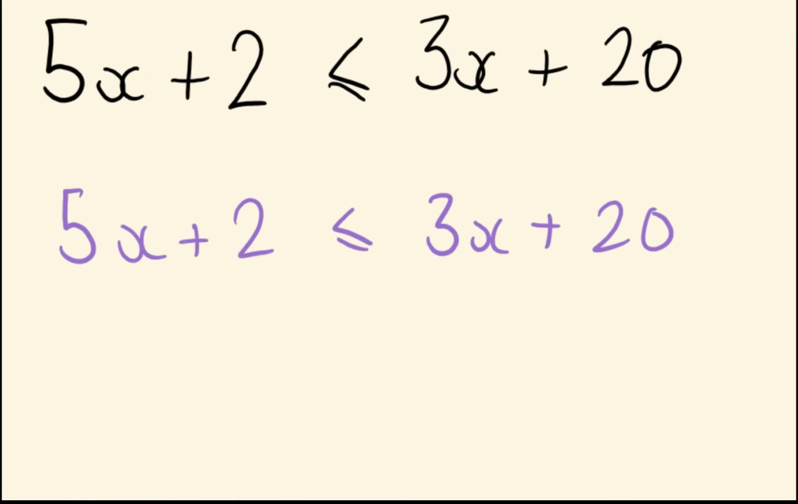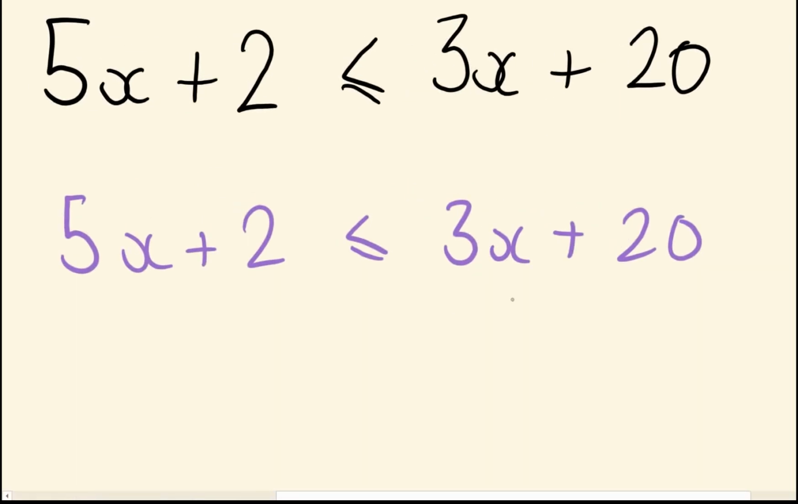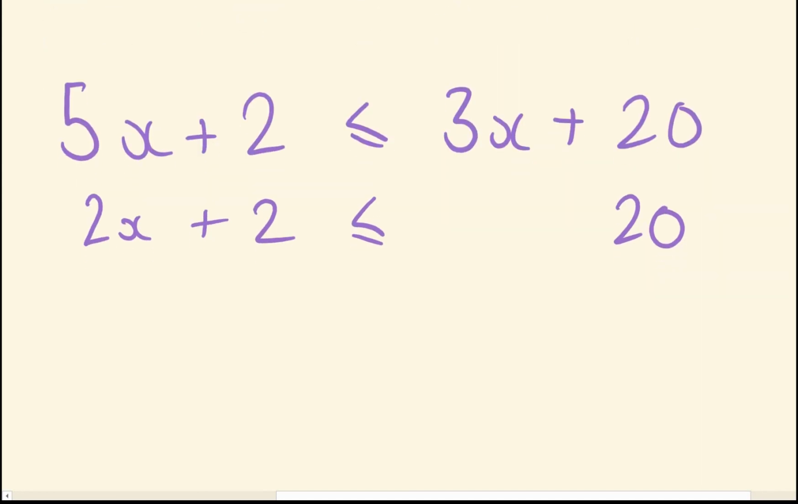So, looking at the first pair, we want to get rid of this 3x first of all. The opposite of plus 3x is minus 3x. We take away 3x on both sides. We now have 2x plus 2 is less than or equal to 20. We're then going to get rid of this 2, so 2x is less than or equal to 18, and we're then going to halve both sides, so x is less than or equal to 9.